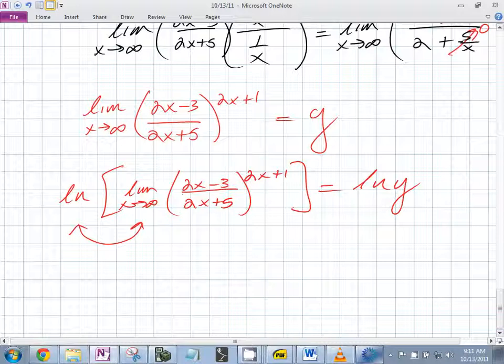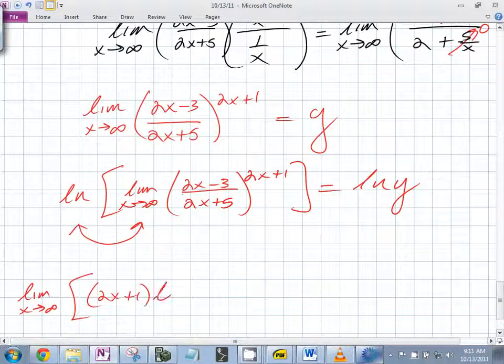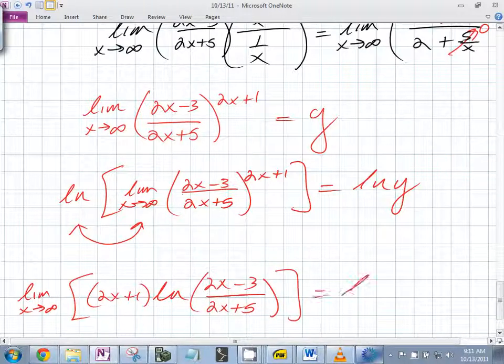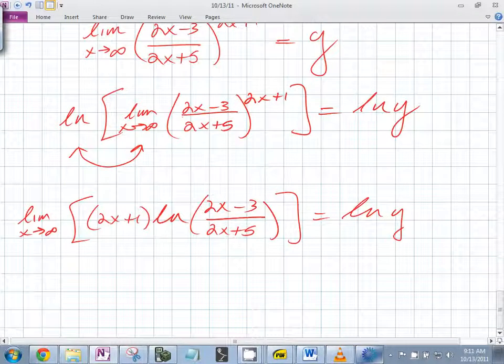So I'm going to skip kind of a step here, and I'm going to take this and do the limit as x goes to infinity of 2x plus 1 times ln of 2x minus 3 over 2x plus 5 equals ln y. You with me so far? What can you do next? Someone raise their hand when you know. What can I do to simplify this before I do any calculus?